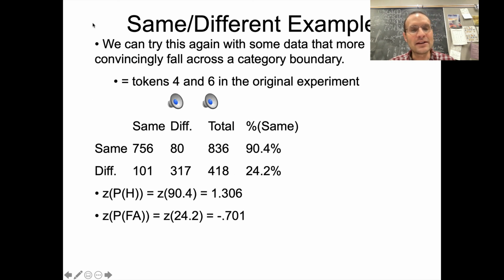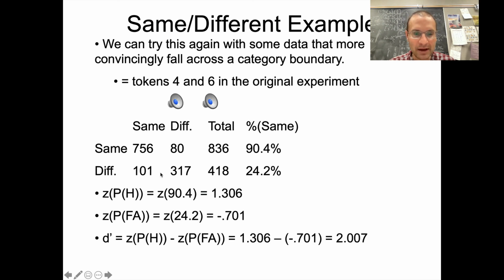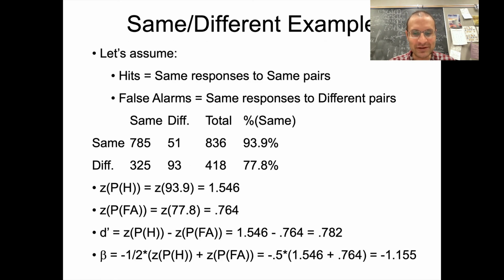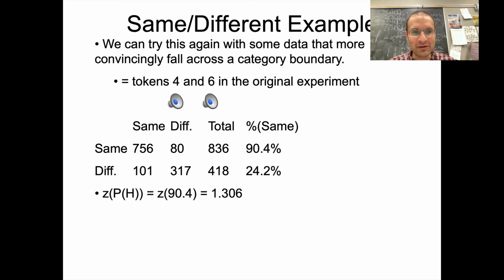If we calculate D prime again, we find a much bigger D prime than what we got before. It's a value of 2. Before we had 0.7 something, right? 0.782. Yeah, so D prime has gotten a lot bigger. These are a lot more perceptually distinct for our listeners, even though acoustically they're the same.